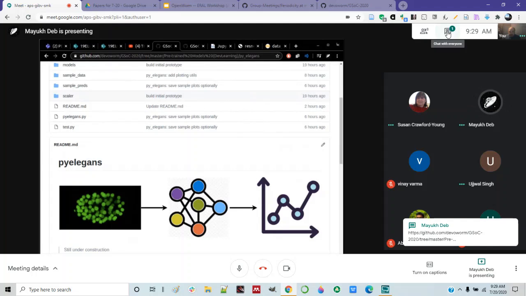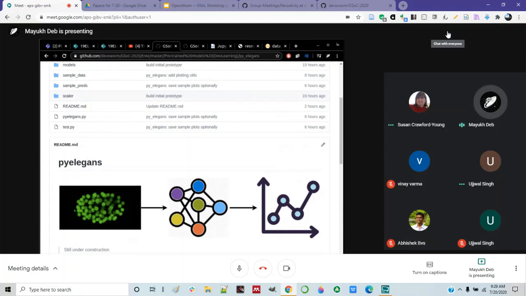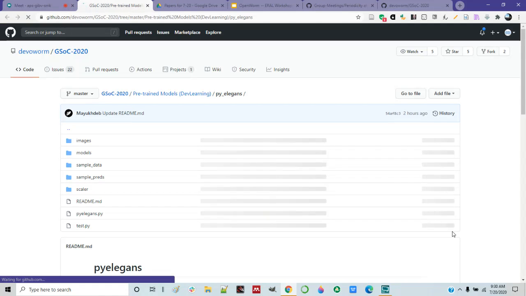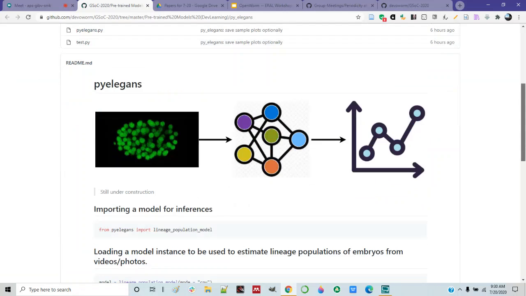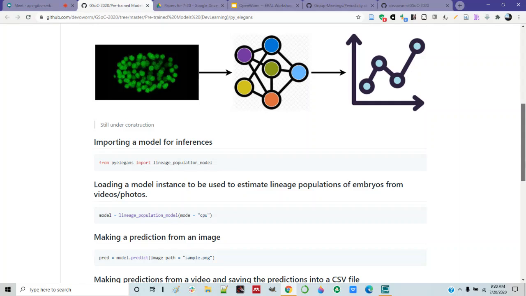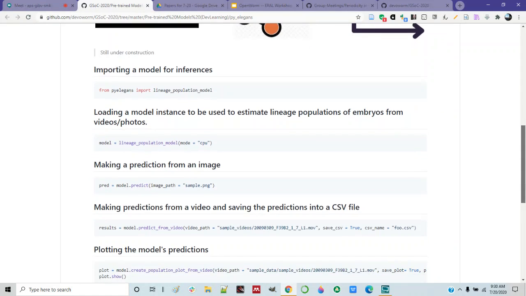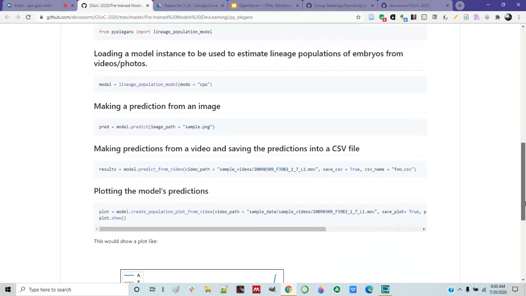Yeah, this one. The name is just temporary. It's just a code name kind of a thing. We can change the name and everything later on. But for now, what it does is that the user can simply import, like from PyElegance import LineagePopulationModel. And the lineage population model is basically the model that I'm talking about. It can look at videos or frames and then predict the population of the cells. So it would be this simple: from PyElegance import LineagePopulationModel.